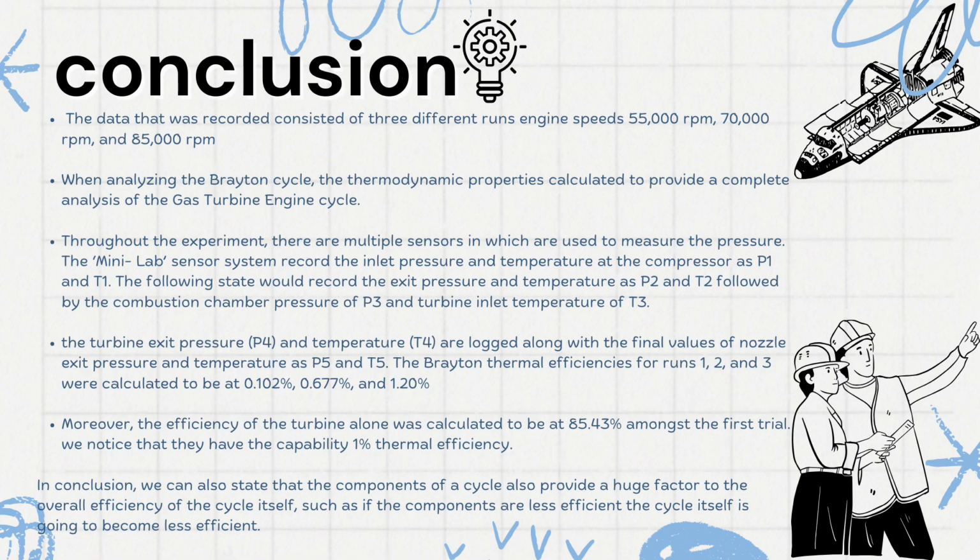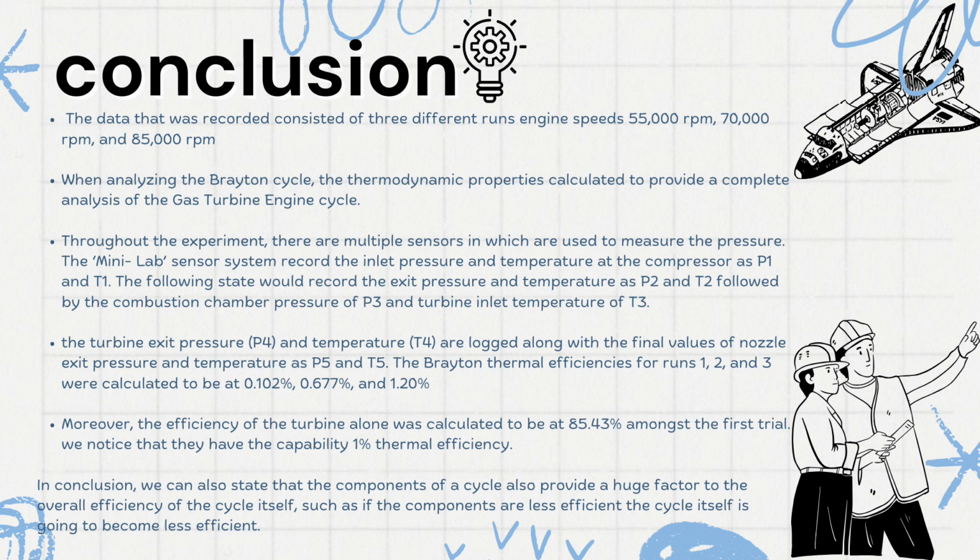Conclusion. Number 1. The data that was recorded consists of 3 different run engine speed: 4500 RPM, 1700 RPM, and 185 RPM. Number 2. When analyzed the Brayton cycle, the thermodynamic properties calculated to provide a complete analysis of the gas turbine engine cycle. Number 3. Throughout the experiment, there are multiple sensors which are used to measure the pressure.